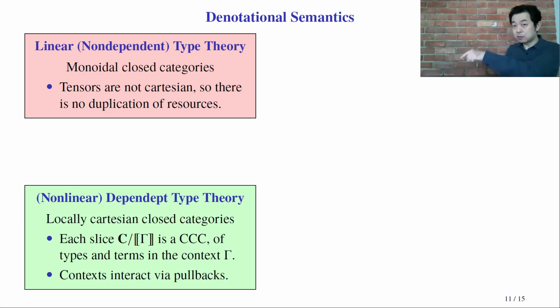On the other hand, dependent type theory amounts to locally Cartesian closed categories in which every slice over a context gamma is a Cartesian closed category of types and terms in gamma, and the interaction among different contexts is modeled by pullbacks and their adjunctions. Unification of these two frameworks is not an easy task, however, because on the one hand, LCCCs are, well, Cartesian and do not accommodate the linear notion of resources. On the other hand, monoidal closed categories do not have nice slices, so they do not admit dependent types.